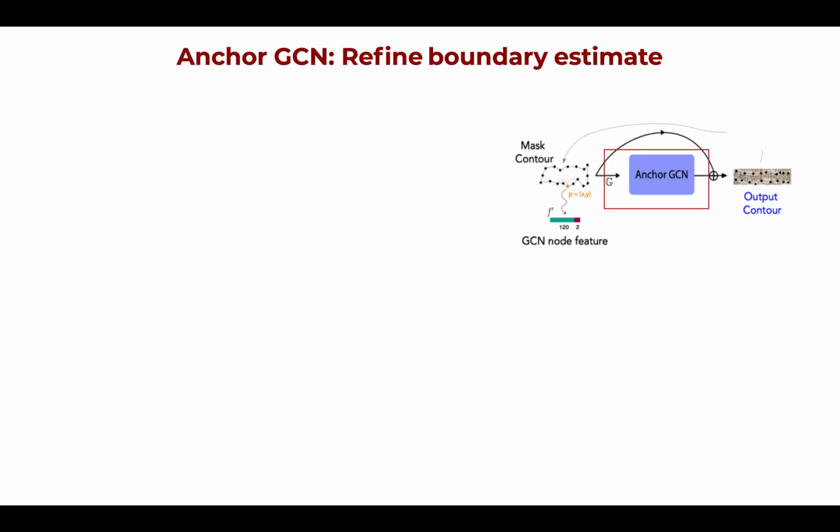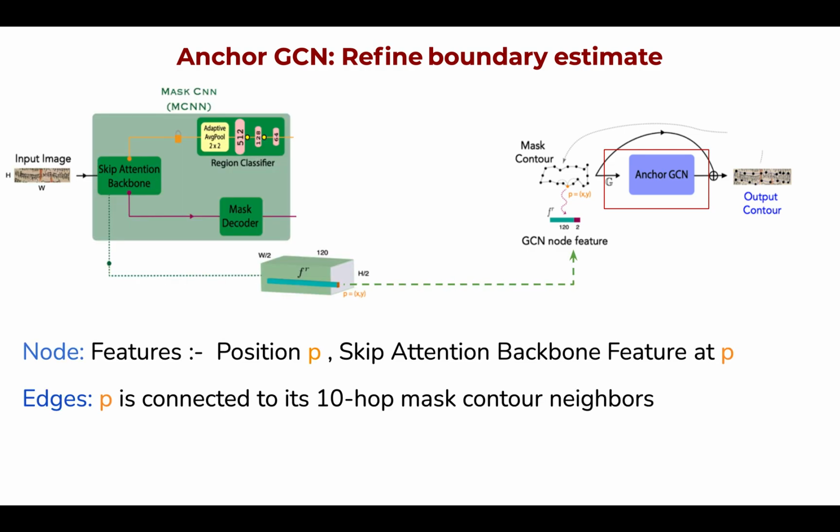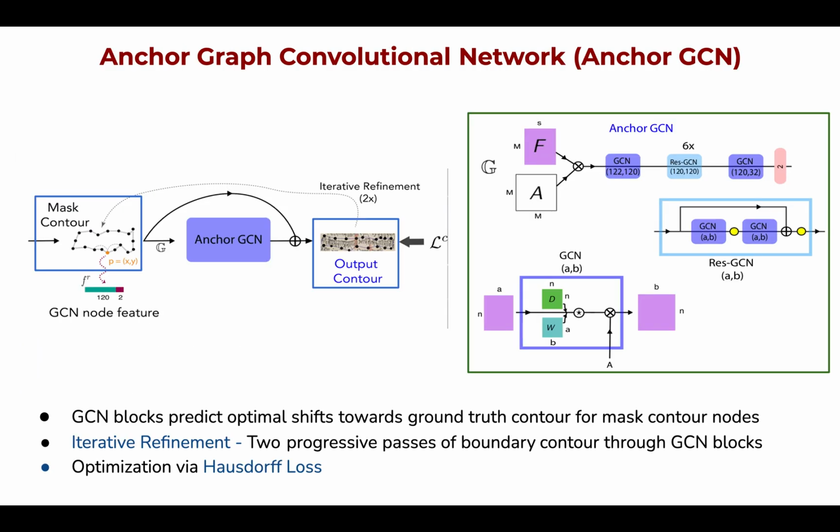Our anchor graph convolutional network processes the boundary estimate points as a graph and iteratively refines the point locations. The nodes in the graph that is input to anchor GCN consist of sampled points on the mask contour. The 2D position and the appropriate skip attention backbone feature are used as node features. Each node is connected to its 10-hop mask contour neighbors. The boundary estimates are refined via 2 GCN and 6 residual GCN blocks. The fully connected layer at N predicts shifts in XY locations of initial boundary points.